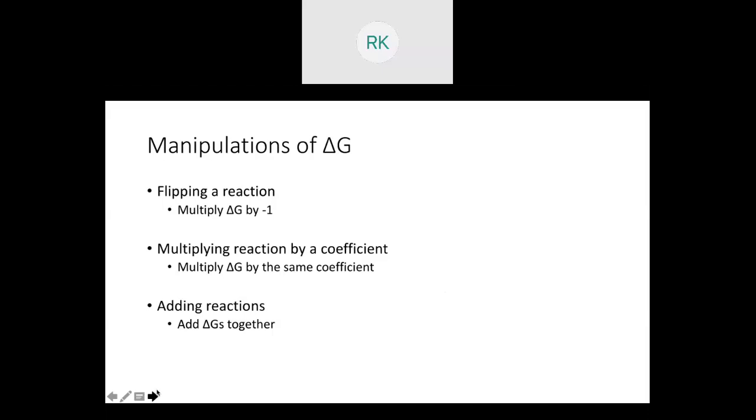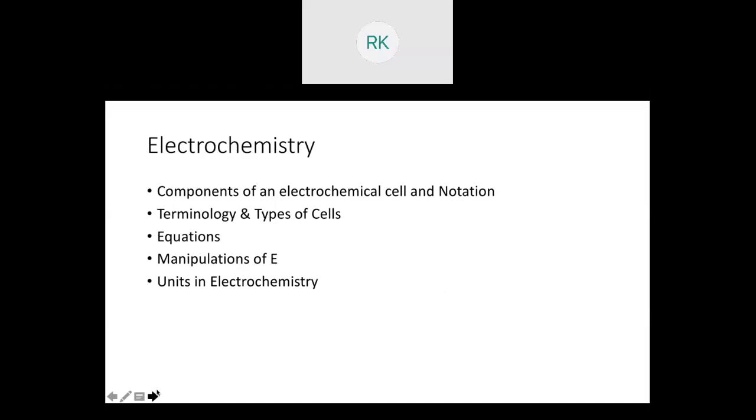And then if we ever add reactions together, which is basically the exact same as what we did last semester with Hess's law when we added thermochem reactions together, you just add their delta G's. Again, I think putting these in a chart could be really helpful for your final. But if not, definitely note the difference, at least for this exam, between manipulations of delta G and manipulations of E, because they differ very slightly. But we will get to manipulations of E in a couple slides.